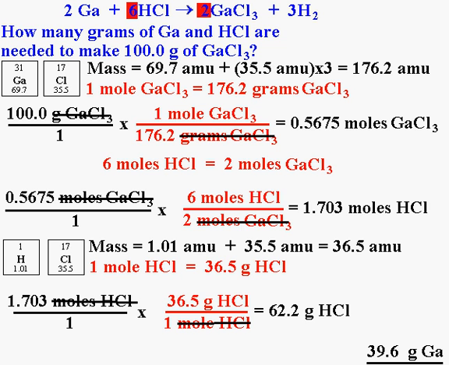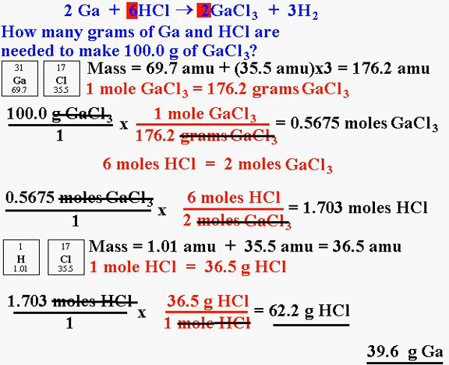That's the final answer. So, given two pieces of information, a balanced chemical equation and the mass of one substance in the chemical reaction, I was able to calculate the mass of other substances in the chemical reaction. In order to make 100.0 grams of GaCl3, I need to react 39.6 grams of Ga with 62.2 grams of HCl. Now realize what I had to do this.